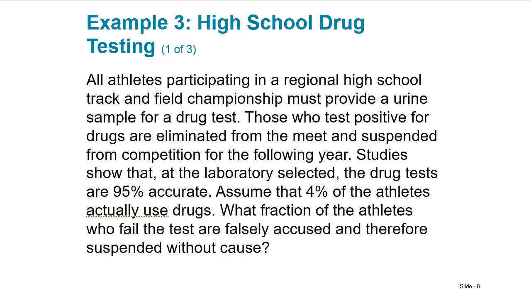All athletes participating in a regional high school track and field championship must provide a urine sample for a drug test. Those who test positive for drugs are eliminated from the meet and suspended from competition for the following year. Studies show that at the laboratory selected, the drug tests are 95% accurate and assume that 4% of the athletes actually use drugs. What fraction of the athletes who fail the test are falsely accused and therefore suspended without cause?